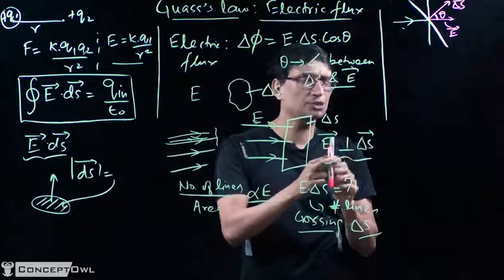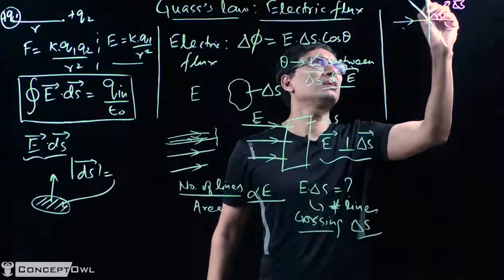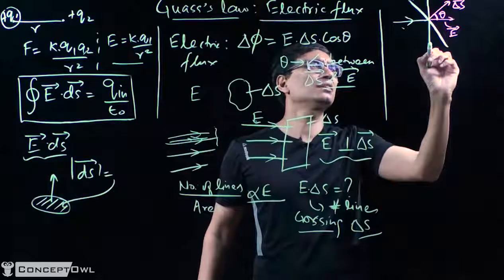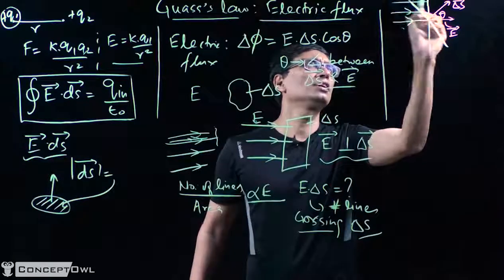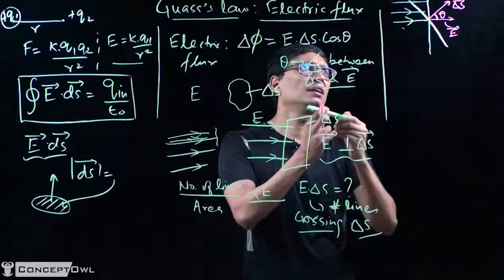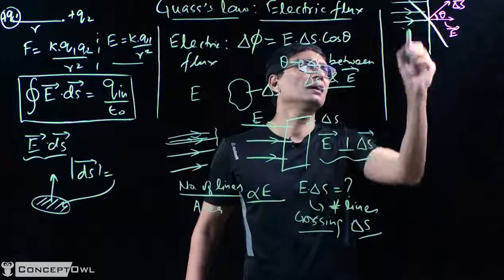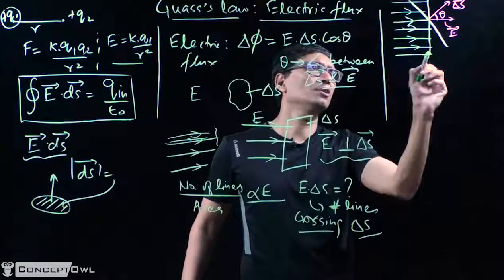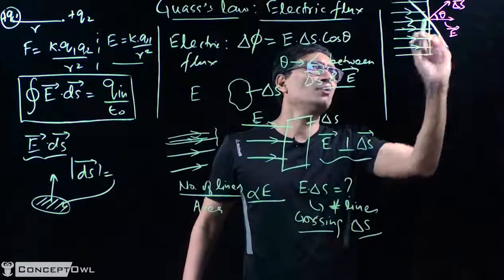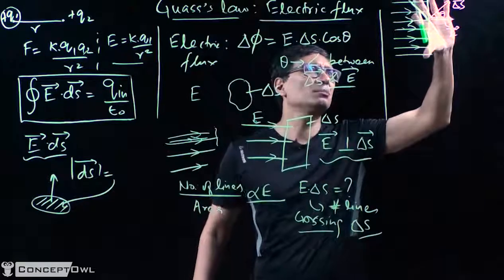Why is that? Let me just show you. Earlier, if I draw the same length, so let's say this would be the length. Let's say I'm drawing 1, 2, 3, 4 lines here. And here again 1, 2, 3. I'm drawing just a certain number of lines. So now let's say this is a certain number of lines that are crossing.